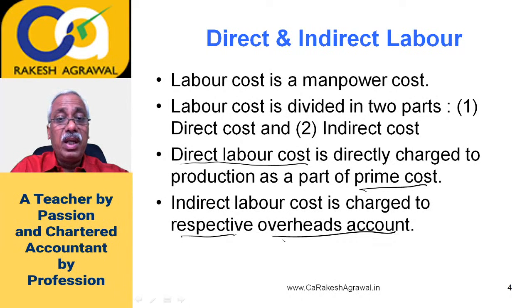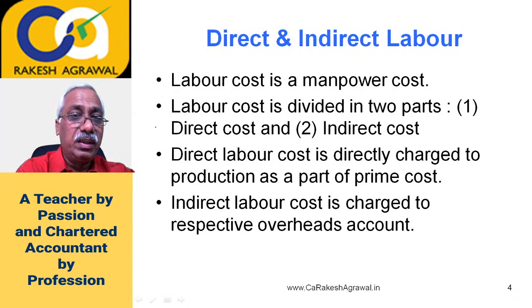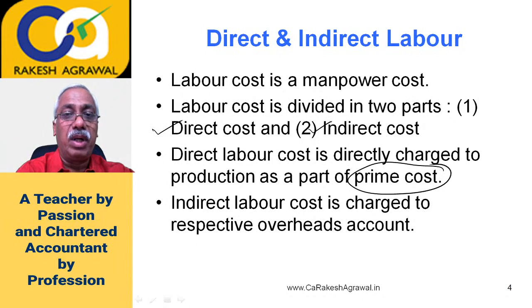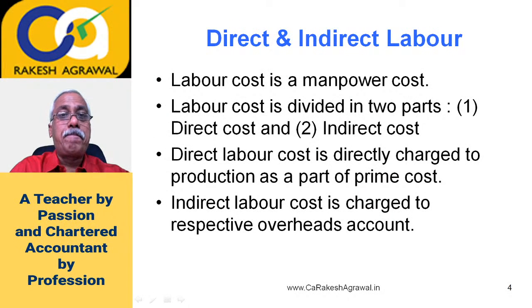But only in the case of manufacturing labor, it is divided in 2 parts. The labor directly engaged in production is direct labor cost, which goes to prime cost, and indirect labor cost of factory workers will go to factory overheads.